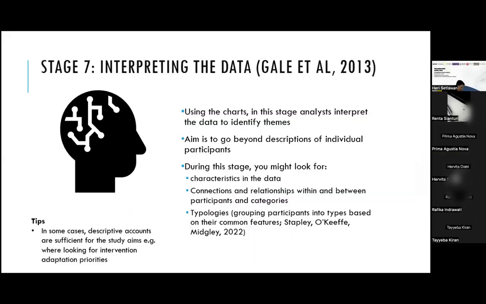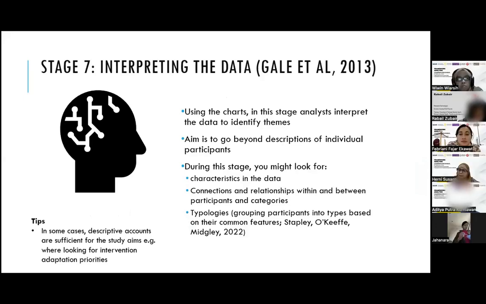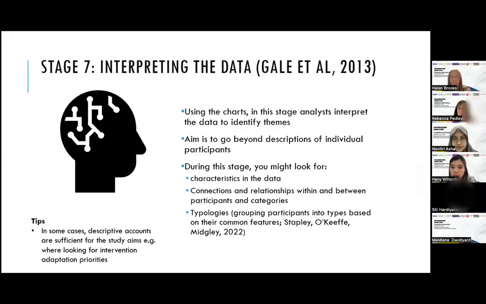This is the final 7th stage in the process. So this is the process of interpreting the data. So now you're taking the charts you developed to actually identify the themes that you're going to report in your write-up or in your paper.